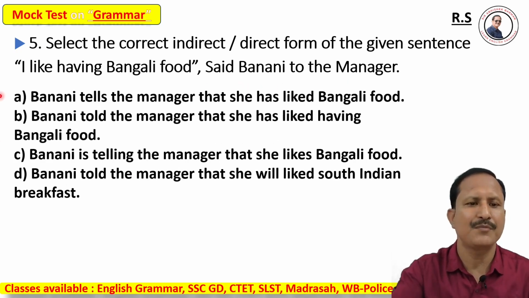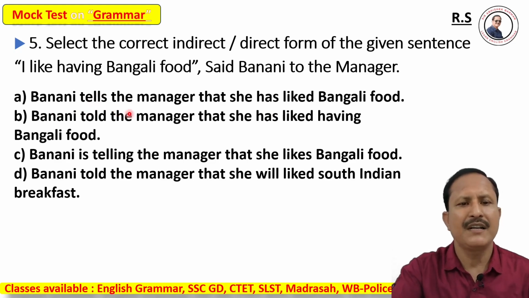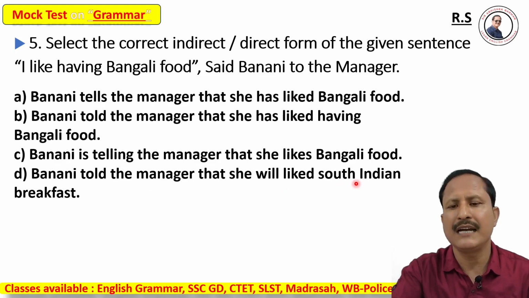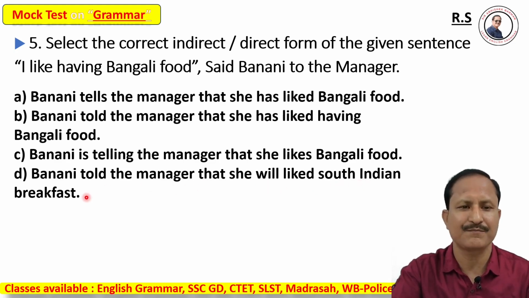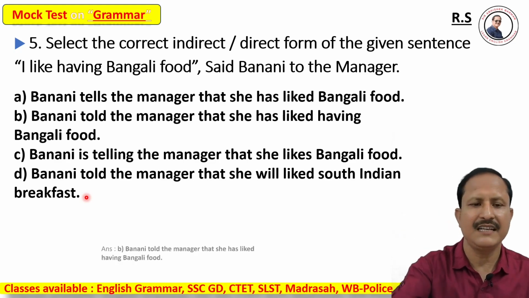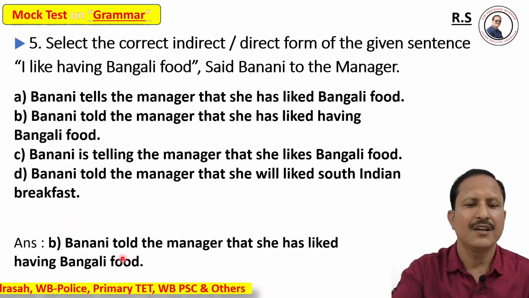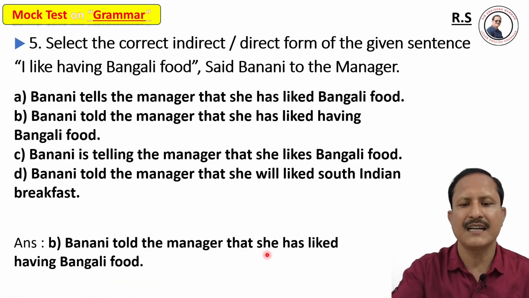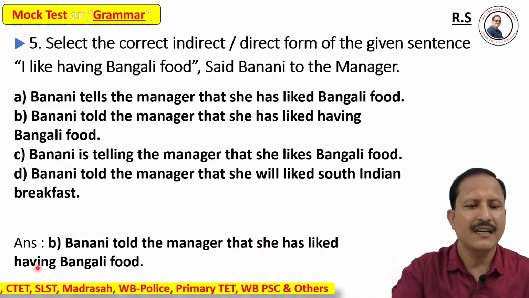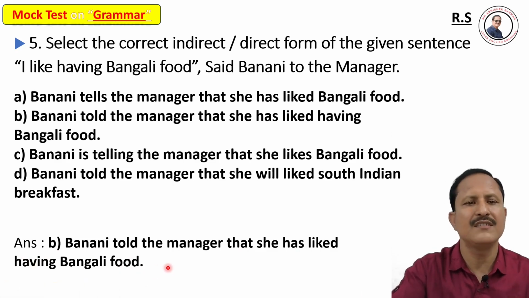Option A, Bonani tells the manager that she has liked Bengali food. Option B, Bonani told the manager that she has liked having Bengali food. Option C, Bonani is telling the manager that she likes Bengali food. Option D, Bonani told the manager that she will like South Indian breakfast. Here, the right answer is option B. Bonani told the manager that she has liked having Bengali food.